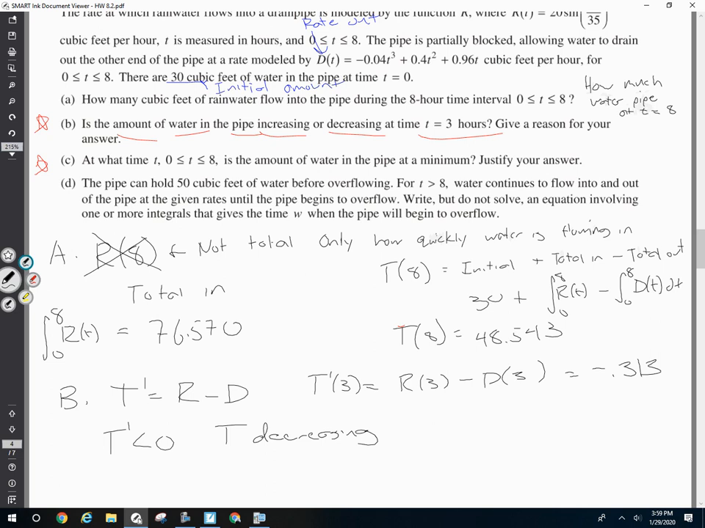Does anybody else need to see that answer and get the answer? Negative 0.313. Do we get it over here? No? We're not taking derivatives. We're just plugging in. R of 3 minus D of 3. It's not R prime, it's not D prime. So plug in 3 for t, and you're going to get it. You get it? Okay.